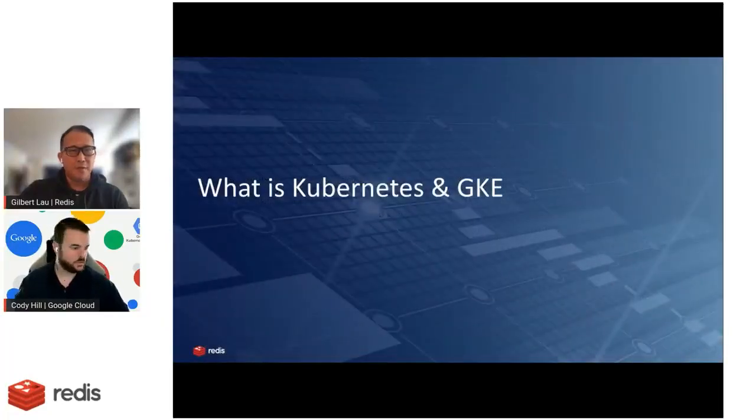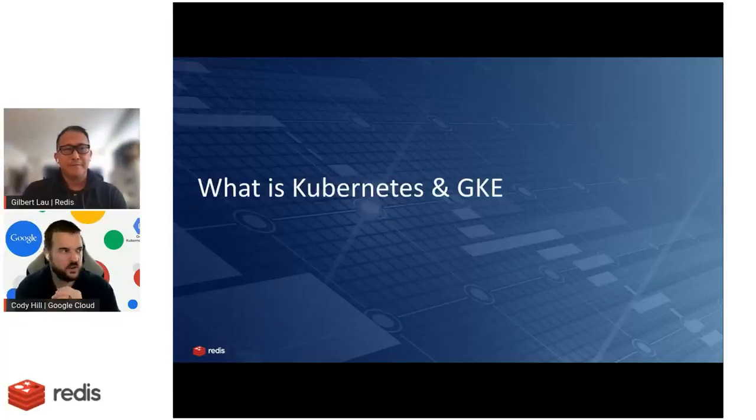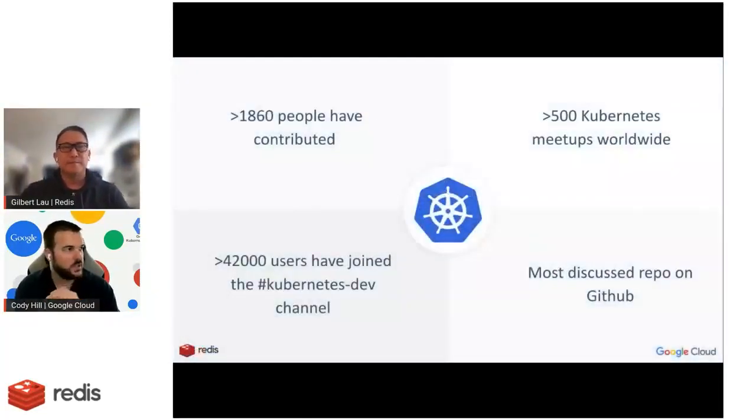So let's have Cody talk about what Kubernetes and GKE are. Yeah, thanks, Gilbert. So let's talk a little bit about what Kubernetes is. Kubernetes is the second largest open source project in the world, second only to Linux itself. And essentially, Kubernetes is a system for running and coordinating containerized applications.